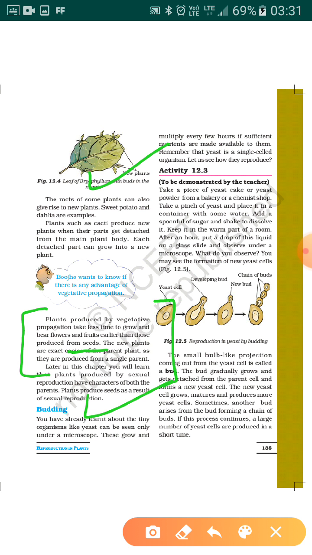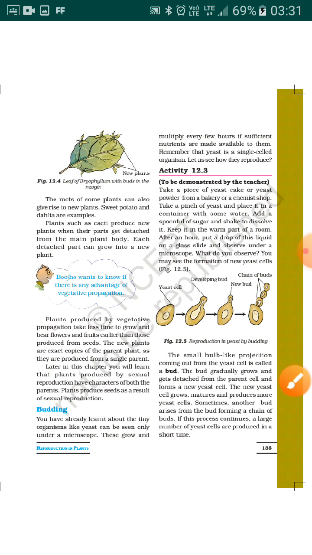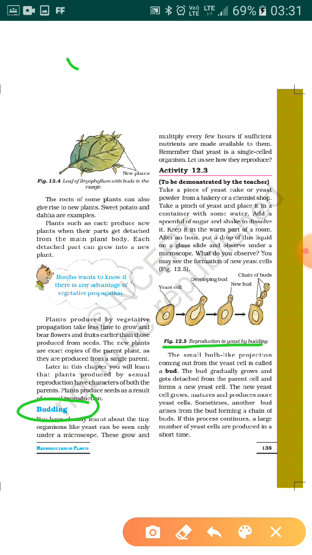vegetative propagation. Now next, asexual reproduction will be budding. Budding you are well aware of. Budding is found in yeast. Yeast is a fungus. Although all other fungi are multicellular, yeast is the only unicellular fungus. So you can see in this figure 12.5 where yeast is shown. Now you can see it develops a small bud, or you can say an outgrowth. Bud is called an outgrowth.